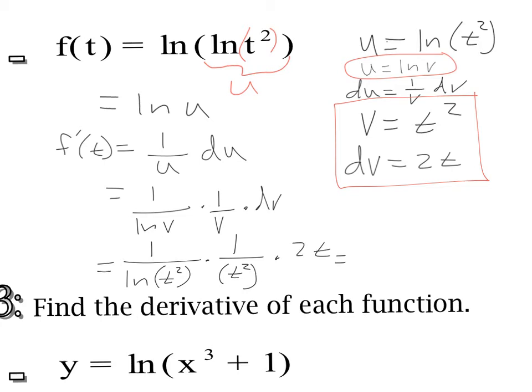So we could kind of simplify this a little bit. For one, this is kind of like saying 2t over 1, and so I'm seeing that I can take away one of these t's and one of these t's. Other than that, I'm just gonna multiply whatever's left. So I got a 2 on top, and I have a t times the natural log of t squared.